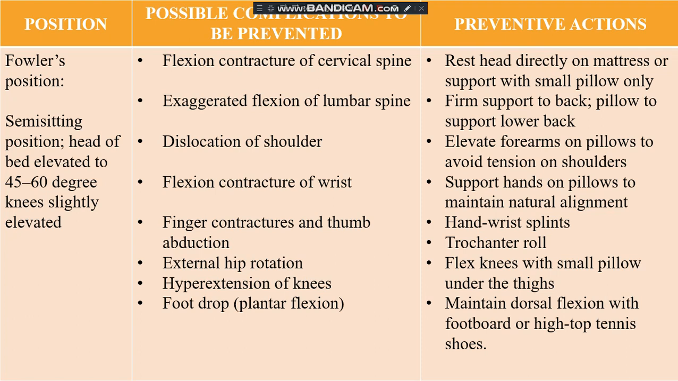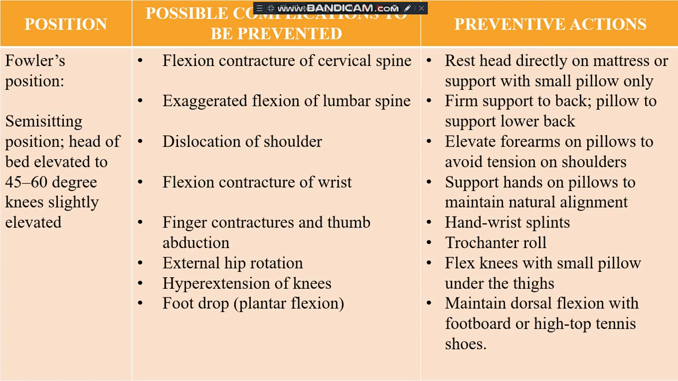Then the flexion contracture of wrist. For that, we have to support the hands on pillows to maintain natural alignment. We have to support the hands on pillows. Then finger contractures and thumb abduction. So we can use a hand wrist splint. Then in case of external hip rotation, we can use a trochanter roll. I hope you have studied what a trochanter roll is in comfort devices.